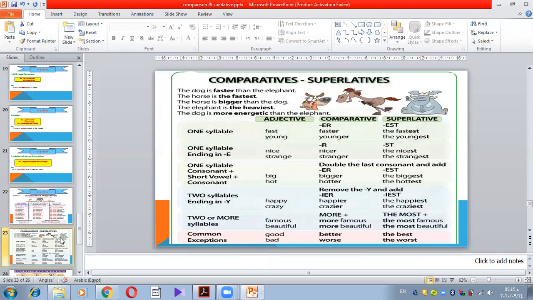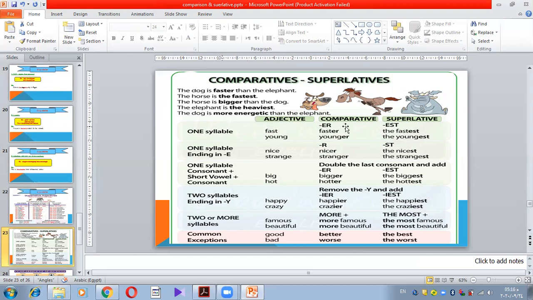Okay, to revise one more time. So we are talking about what? We are talking about comparatives and superlatives, guys. The dog is faster than the elephant. I'm speaking about two and I compare between them. The horse is the fastest. I'm talking about only one. The horse is bigger than the dog. The elephant is the heaviest. I'm speaking about only one. The dog is more energetic than the elephant.